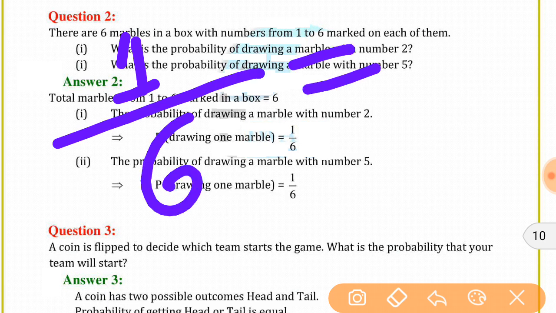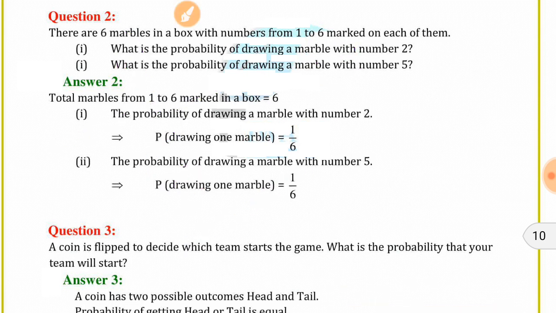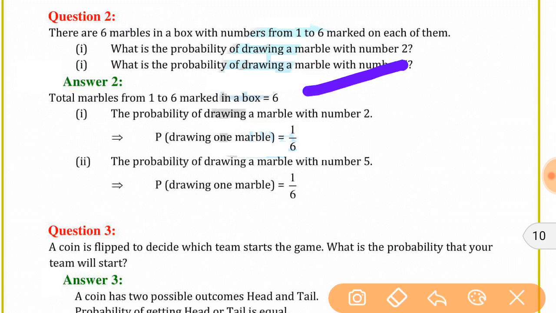So 2 is only 1, which means you write the possibility as 1, out of the total marbles, 6. That will be in the denominator. So this is how we write it: total marbles from 1 to 6 is 6. The probability of drawing a marble with 2 is 1 by 6. Then what is the probability of drawing a marble with the number 5? Number 5 is also only 1 marble, because all 6 have only 1 number each. So it is also 1 by 6.